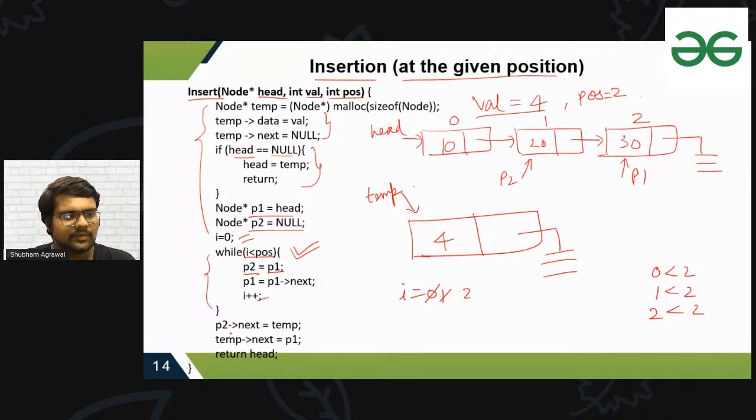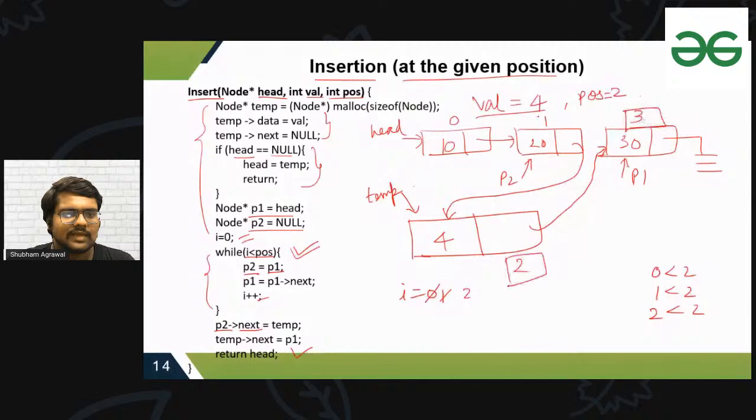Now we will do P2 of next equal to temp. So P2 of next will now point to this temp node. And then temp of next equal to P1. P1 is pointing to this, so temp of next will point to 30 now. Then we'll just return the head. So here we have inserted an element at the second position. Its position becomes third, and this is the node at the second position.